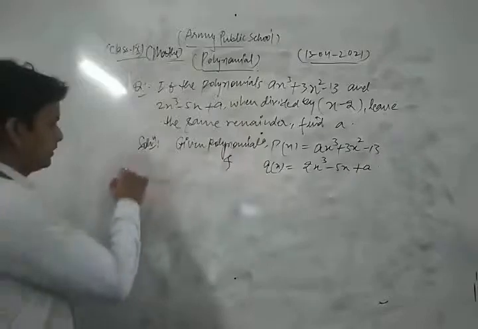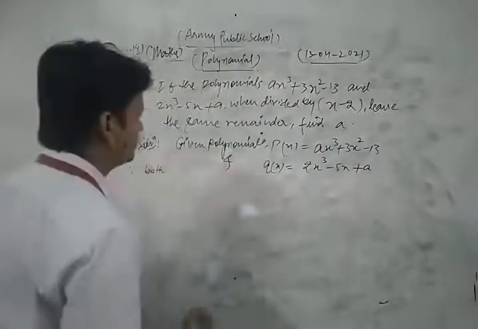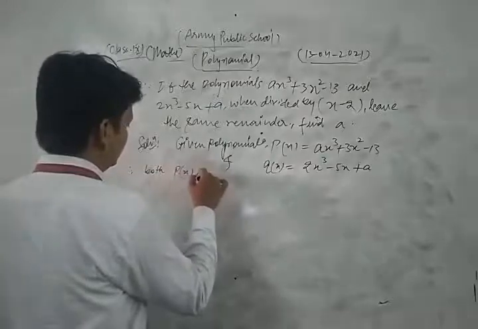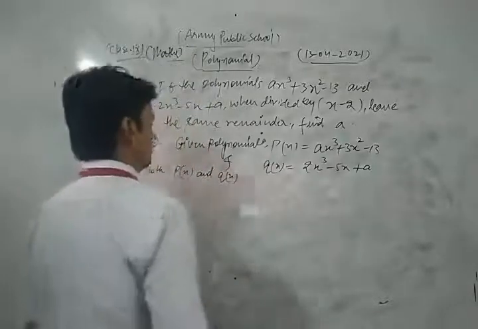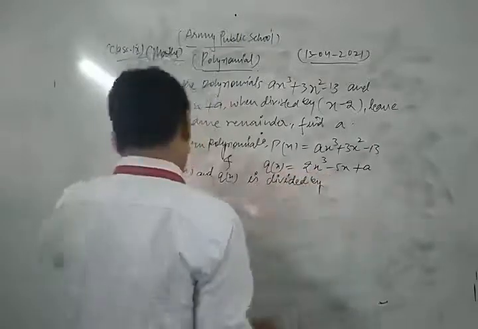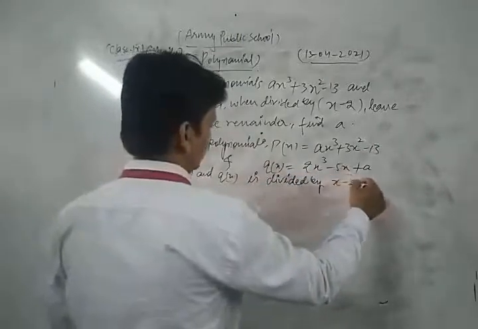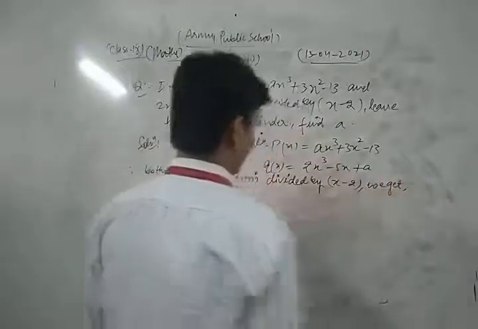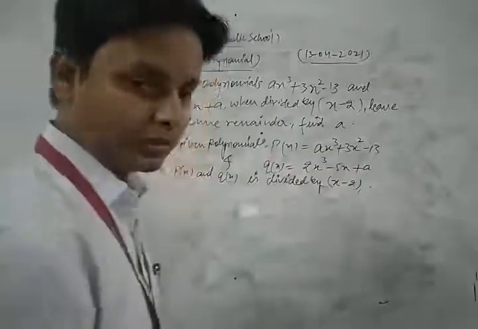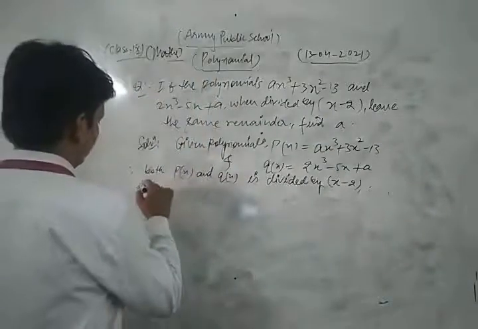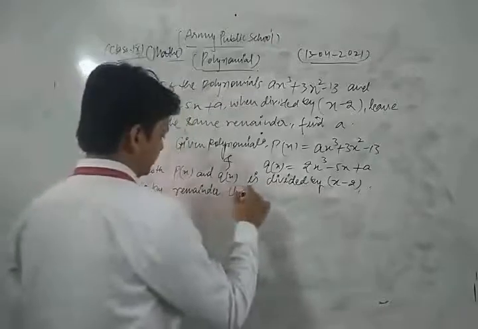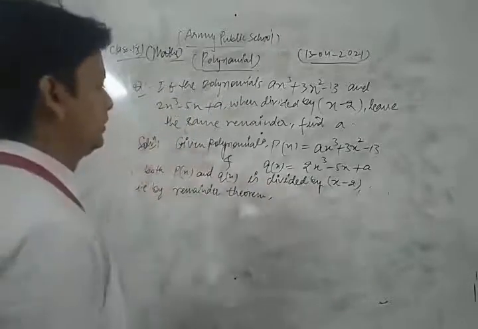Okay, since both p(x) and q(x) are divided by x minus 2, that is by the remainder theorem, dear students.